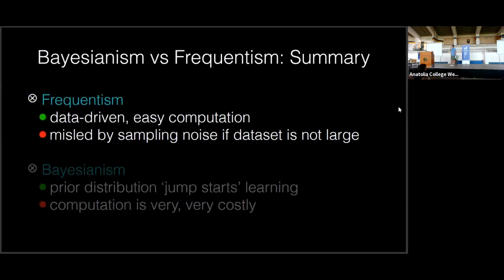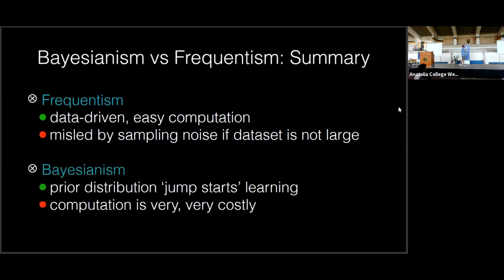And so just a quick and dirty summary: frequentism is nice because it's fully data-driven and has easy computation, but you're often misled by sampling noise and your data set not being big enough. Bayesianism, on the other hand, has this nice prior distribution that can jumpstart and constrain bad solutions during the learning, but it has the downside that computation is usually very costly.